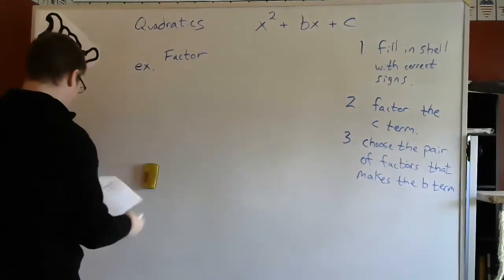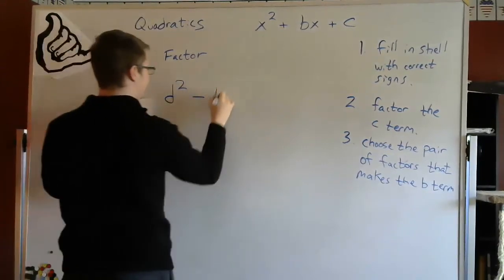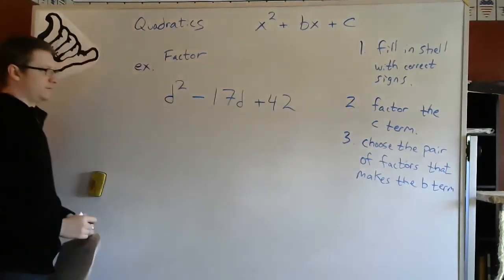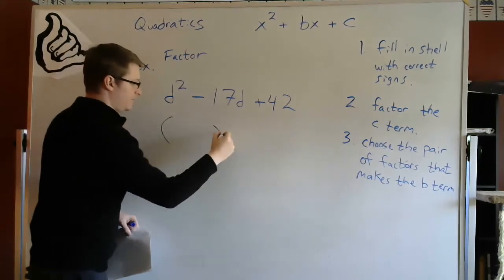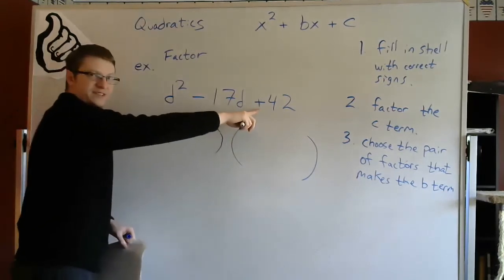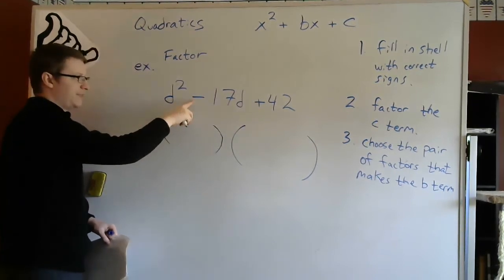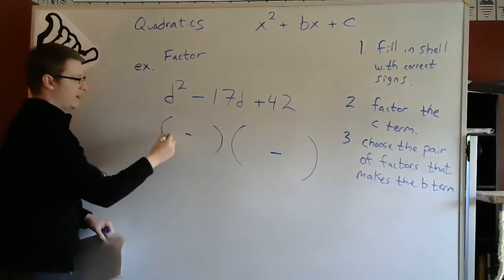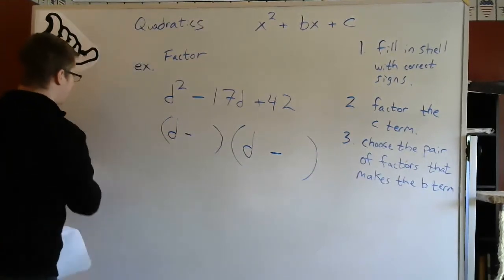How about one with a minus sign here? Let's do d squared minus 17d plus 42. GCF? None. So move on to the shell. The signs inside my shell, if I look at my C term, it's a plus sign, so I want to double up on the signs that are on the B term. That's a minus sign. So I have two minuses. At the beginning, I'm going to have d and d to make the d squared. And then I want to write down the factors of 42.